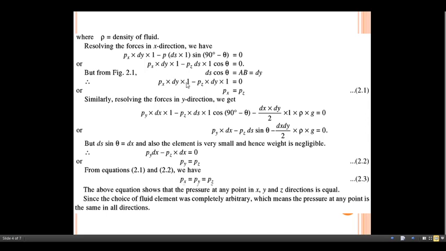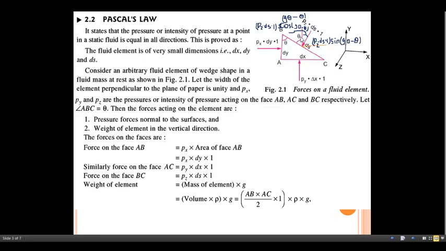Px multiplied by dy multiplied by 1, minus Pz multiplied by ds into cos theta, which is nothing but dy. Now if we take this term to the right side, this dy gets cancelled. So what do we get here? Px equals Pz.